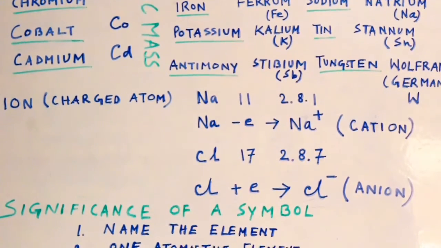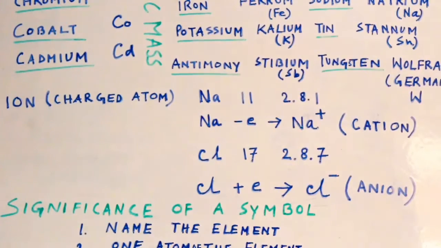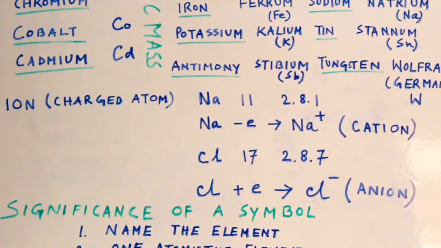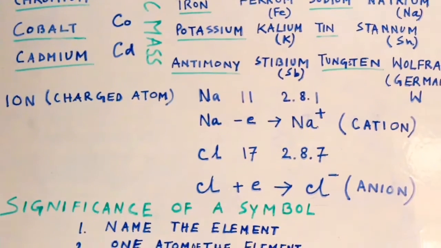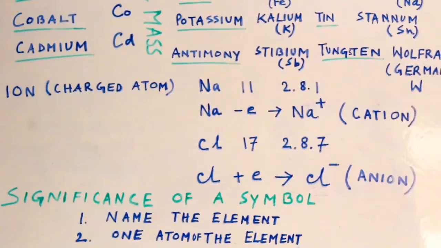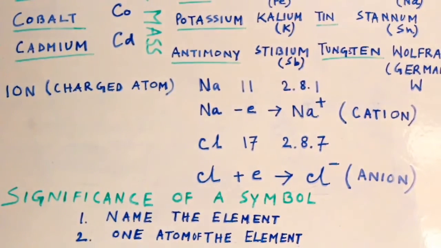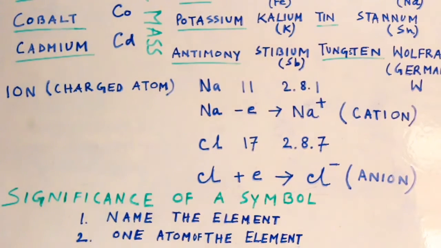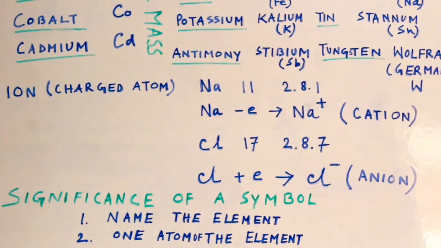Now what do we mean by the term electronic configuration? Electronic configuration is basically the arrangement of electrons in different orbits. Electrons are present in different orbits, and the arrangement of electrons in different orbits is known as electronic configuration. In order to learn more about electronic configuration, you can refer to the periodic table lesson number 2.